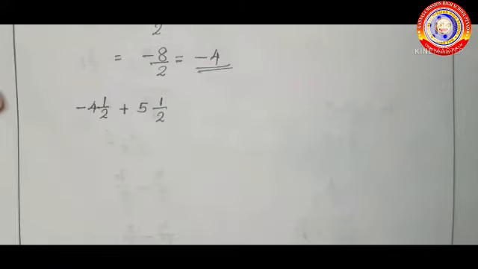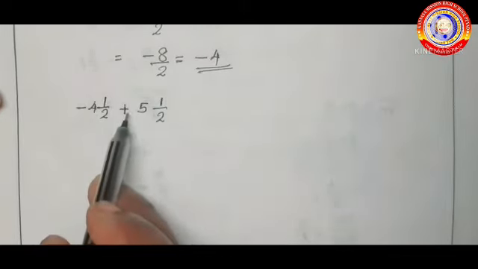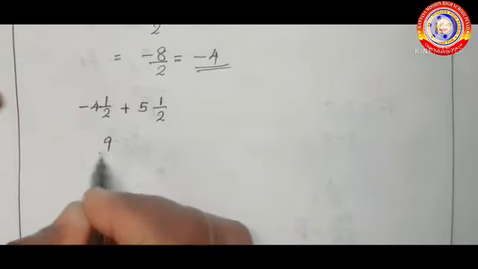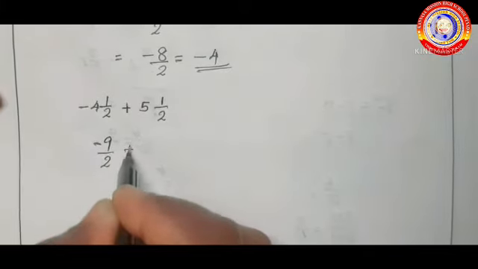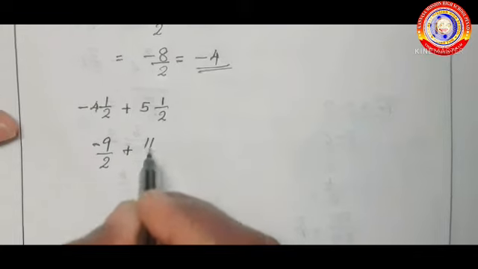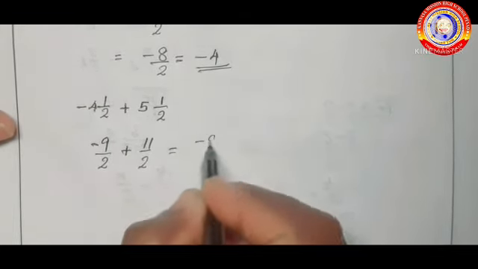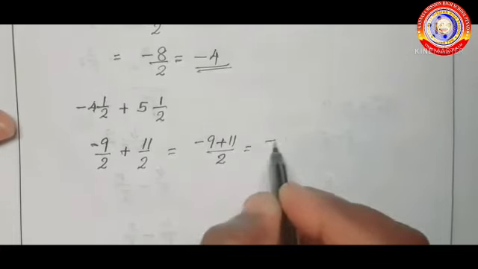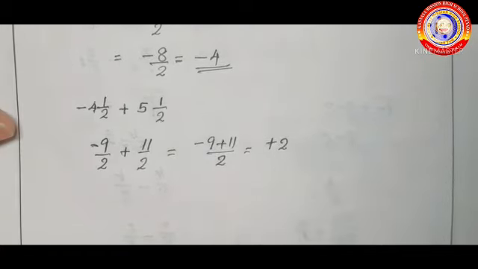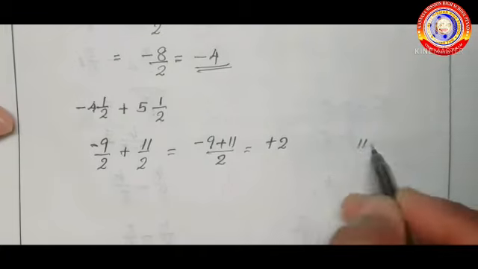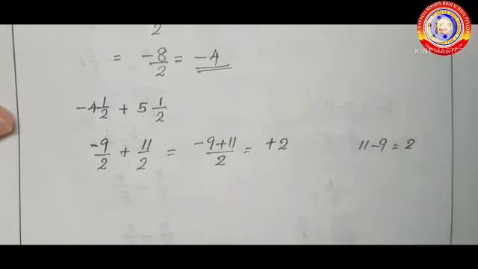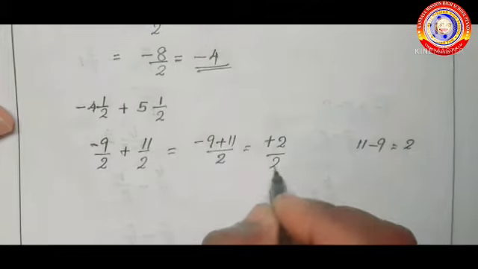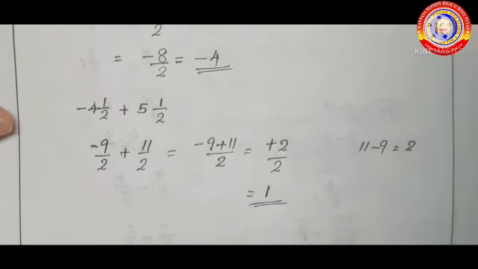Next question, find minus 4 and 1 by 2 plus 5 and 1 by 2. Here, the mixed fraction is converted into improper fraction. So, it becomes minus 9 by 2 plus 11 by 2. Then denominator 2 and numerator minus 9 plus 11. Because 11 and minus 9 are different sign, we have to subtract the smallest number from the largest number. That is 11 minus 9, which is equal to 2. So 2 by 2 is 1.